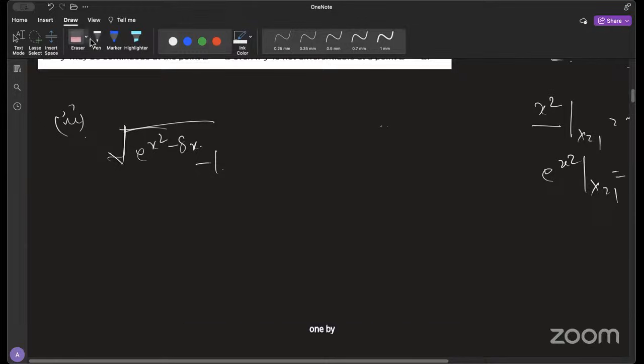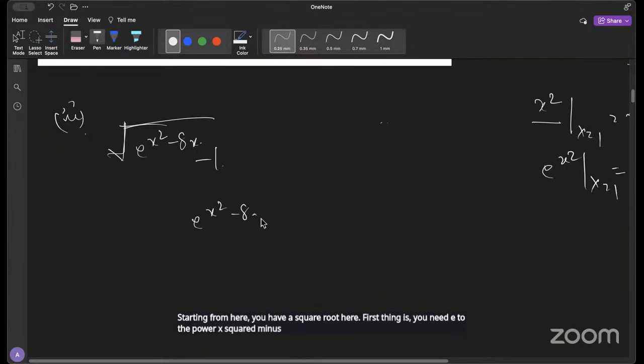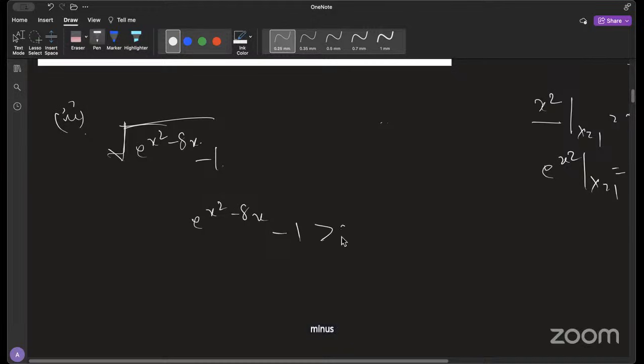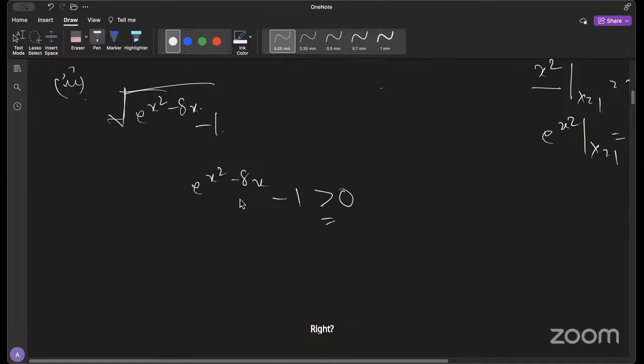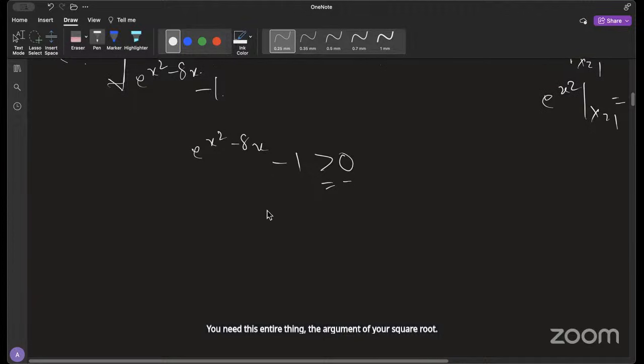One by one. So starting from here, you have a square root here. First thing is you need e to the power x square minus 8x minus 1 to be greater than 0, right? So this thing should be greater than 0. For you to find the values of x which will lie in the domain, you need this entire thing, the argument of your square root, to be greater than 0.